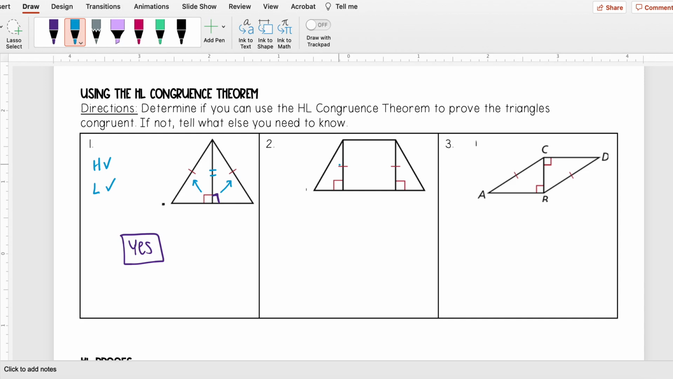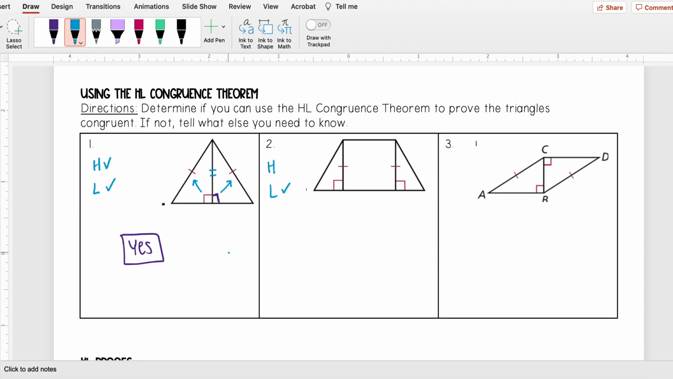Okay, so this one we're looking to see if these two triangles are congruent on either side of this rectangle. So I need to first see, do I have a hypotenuse and do I have a leg? Well, first I do see that I do have right triangles because they both have that right angle. I see I have these two sides that are congruent, and since it's not opposite of the right angle, that's a leg. So I do have a leg congruent.